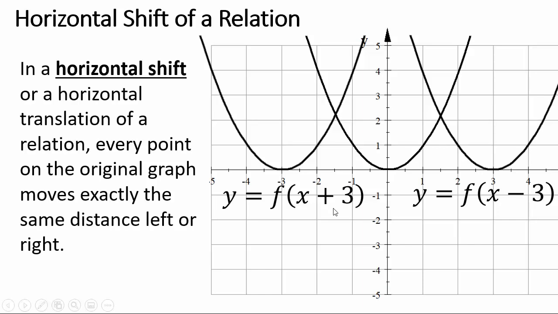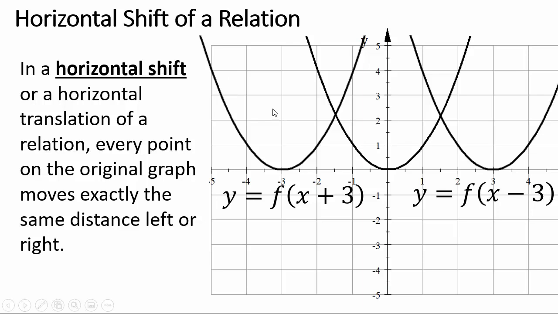So in general then, horizontal shift is when every single point on the graph moves exactly the same distance, either to the left or to the right. So for example, let's see, (0, 0) moved to (3, 0). Y coordinate remains the same. X coordinate moved 3 to the right, which means that the point (1, 1) will move to 4. Negative 1 moving this way will go to 2.